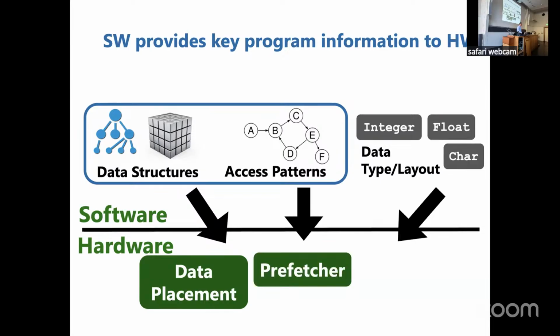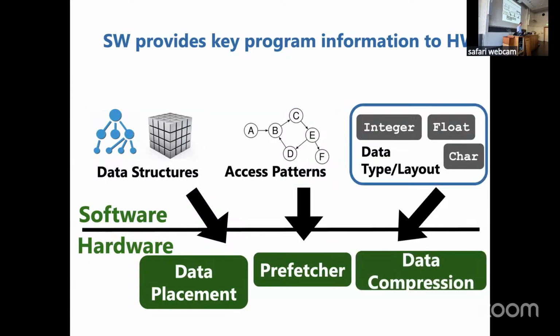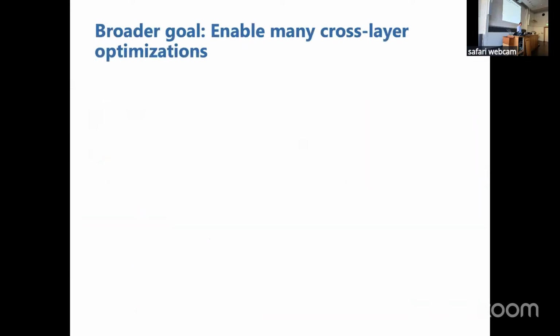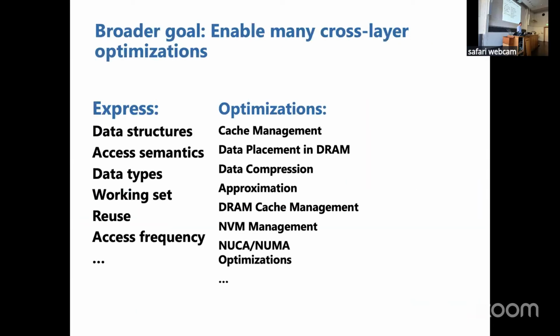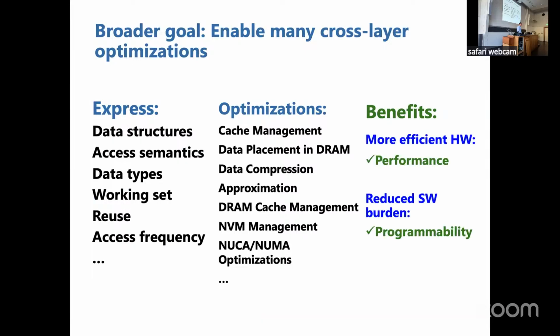So you can change the prefetcher, and this paper talks about some of them, which I'm not going to go into. You can decide the data compression algorithm that you use based on the higher level semantic information that you're getting from the software. So this is actually a very broad direction. Even though this paper does some specific things, the direction is quite broad, I think. So this way you can enable many cross-layer optimizations, right? There are a lot of things you can express. This, again, is limited. And there are a lot of optimizations you can do in the hardware. And maybe you can get a lot more benefits this way.